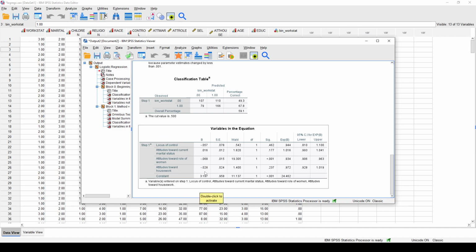Attitudes towards housework, I normally wouldn't interpret these other variables, but just for practice: as attitudes towards housework increase, the probability of being a working woman decreases. As attitudes toward current marital status increase, the probability of being a working woman increases. Again, positive sign, so probability increases.